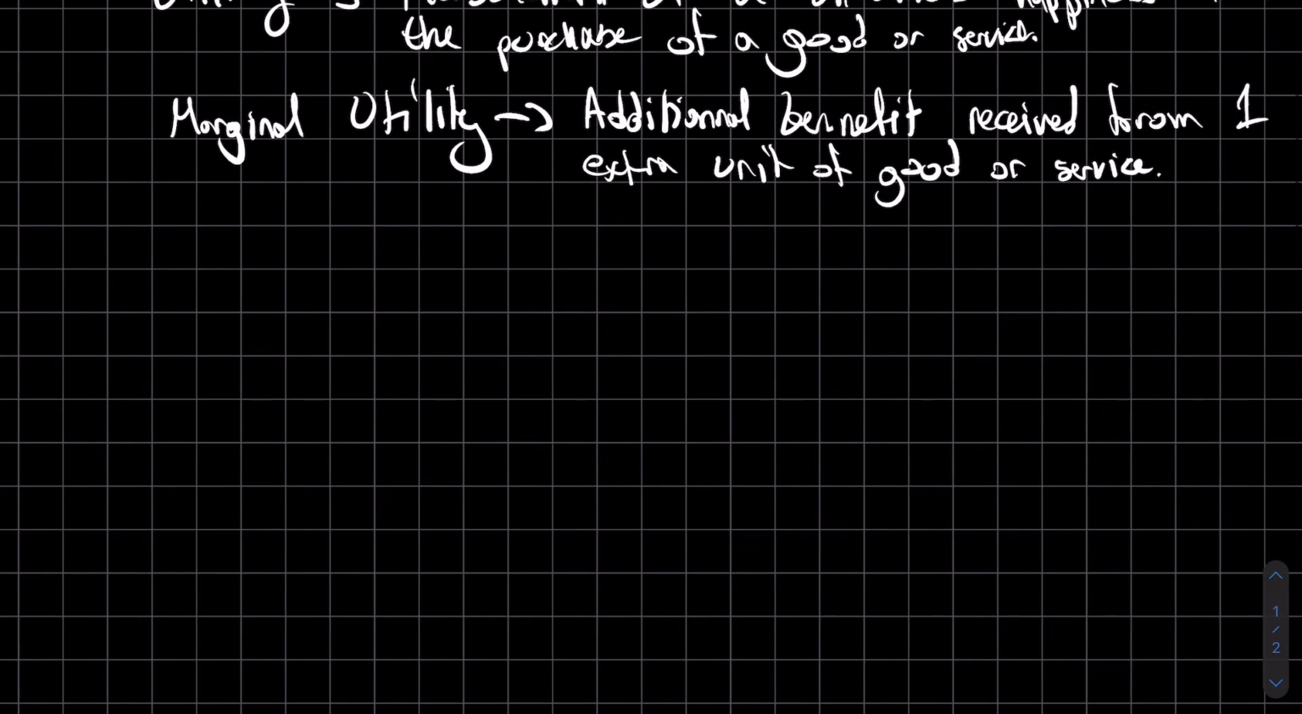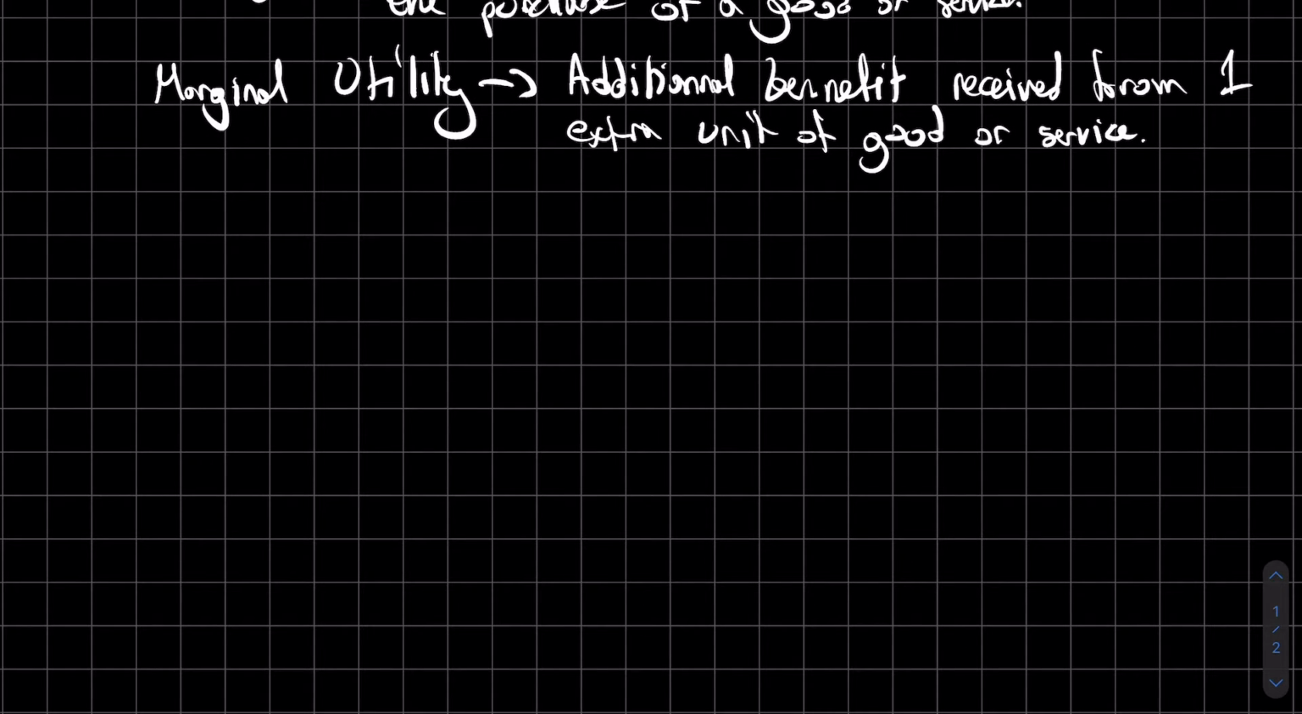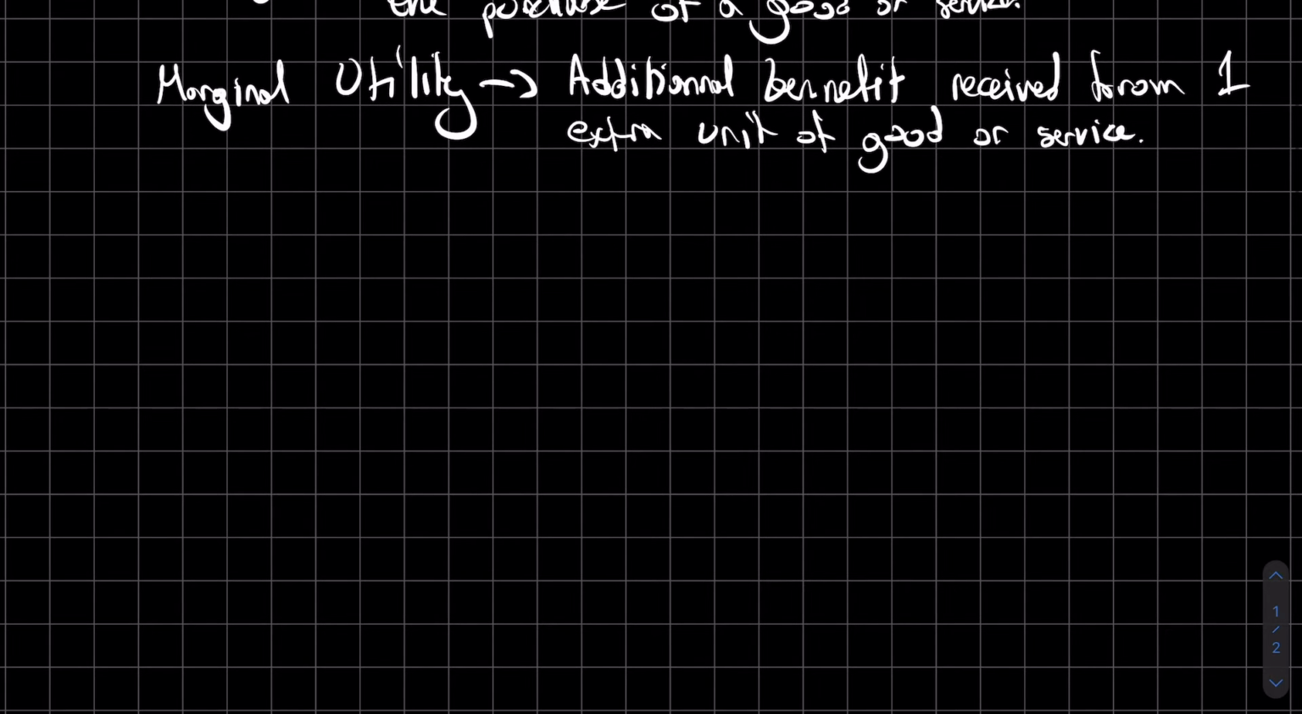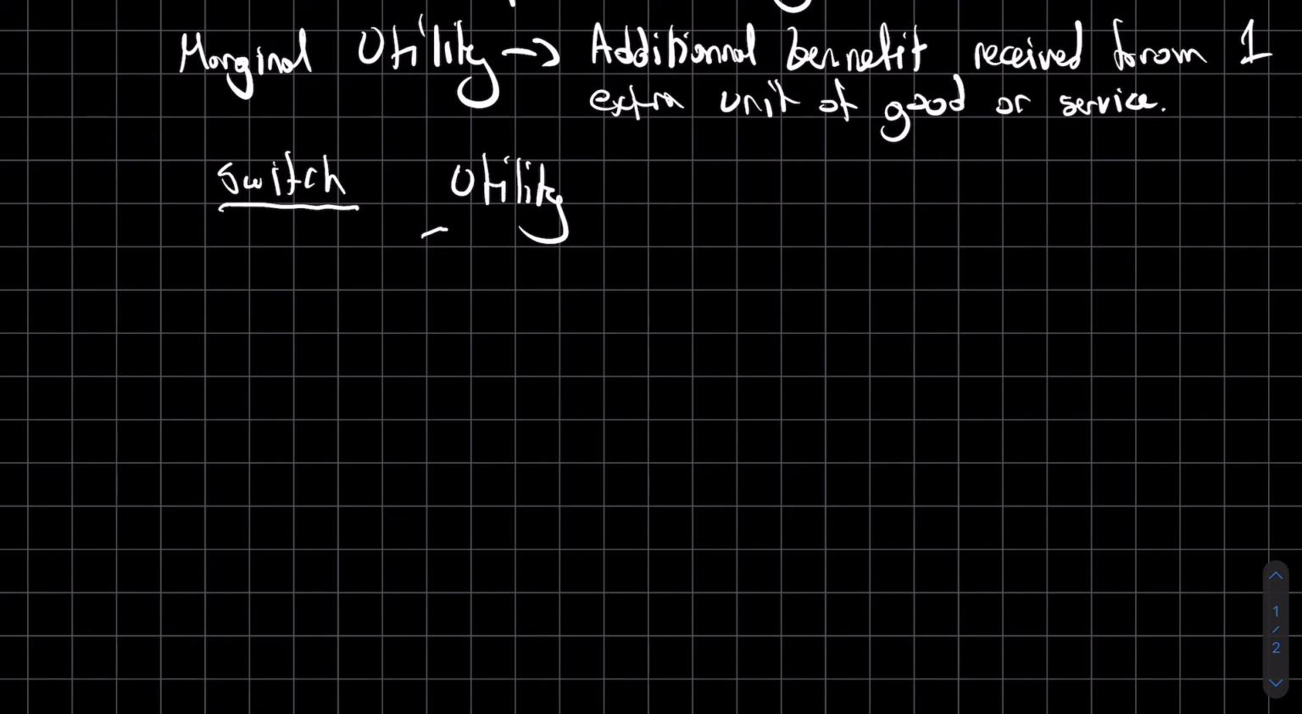So let's take Nintendo Switches, for example. Let's say that the purchase of, so I'll have Switch here, and then we'll have the utility here. Let's say the purchase of one Nintendo Switch gives you a utility of 10. Now let's say if you have two Nintendo Switches, your utility is actually going to be, let's say, 18. Let's say at 3 Nintendo Switches, maybe your utility is 24. So clearly it's increasing, right?